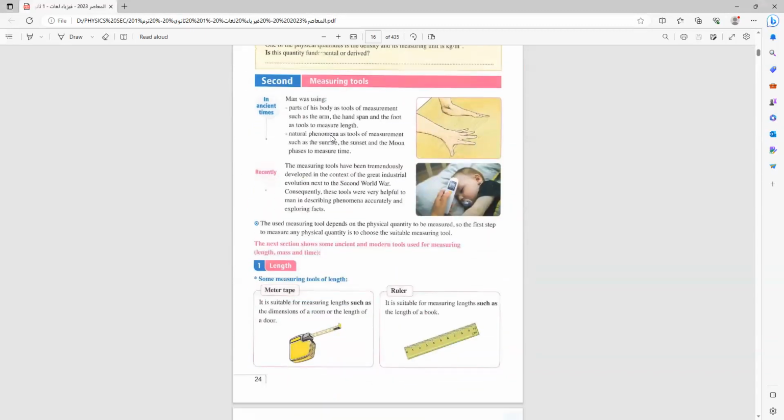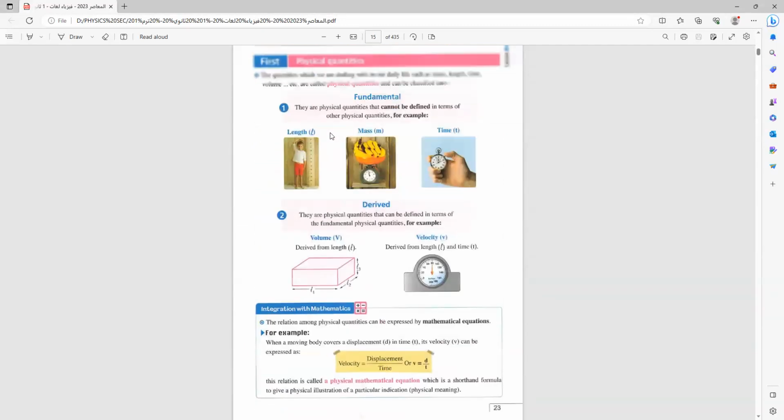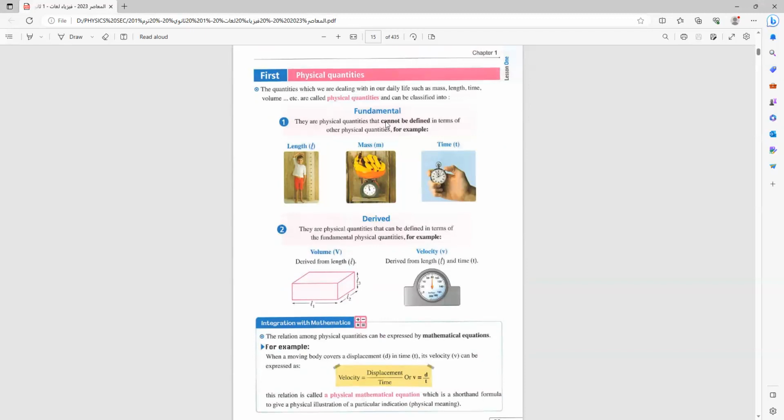The physical quantities have two types. First one, fundamental physical quantities. What does it mean, fundamental physical quantities? They are physical quantities that can't be defined in terms of another physical quantity. Examples: length, mass, time. They can't be explained. When someone says the mass of bananas equals 2 kilograms, it doesn't have an explanation. The length of the boy equals 1 meter. It is a fundamental physical quantity.